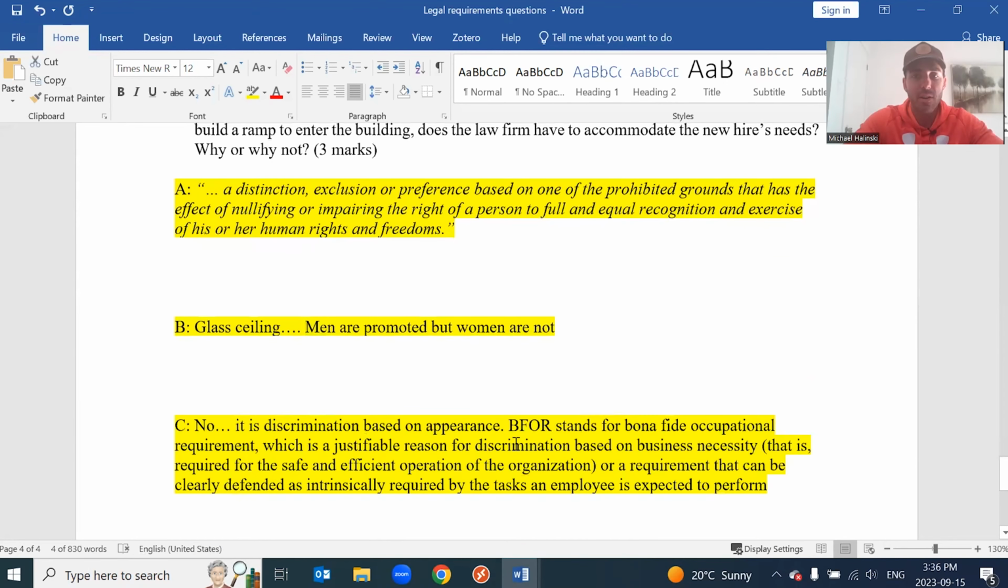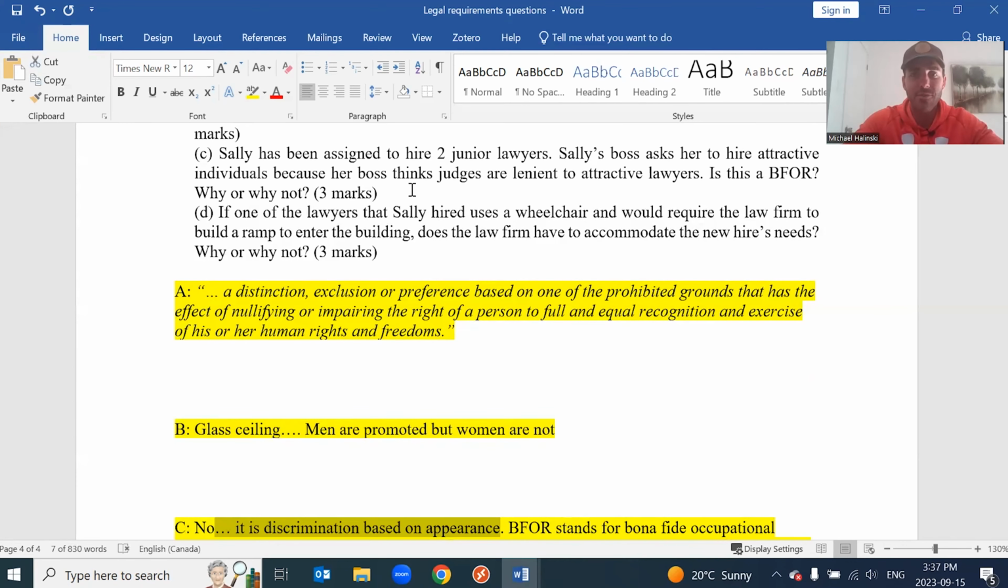Okay, so what do I have here? It is discrimination based on appearance. Yes, that is pretty straightforward. Your attractiveness does not really impact your ability to understand legal content or articulate your rationale or reasoning within a court to either a judge or a jury, although Hollywood might disagree with me.